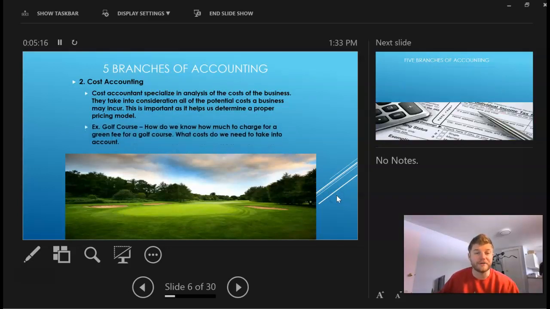And then there's also cost accounting. So cost accounting specializes in the analysis of the cost of the business. So these take into consideration all the potential costs a business may incur, and this also will help you come up with a proper pricing model. We'll look a little bit at this stuff as well.